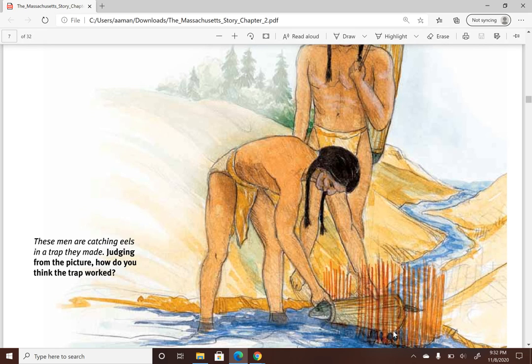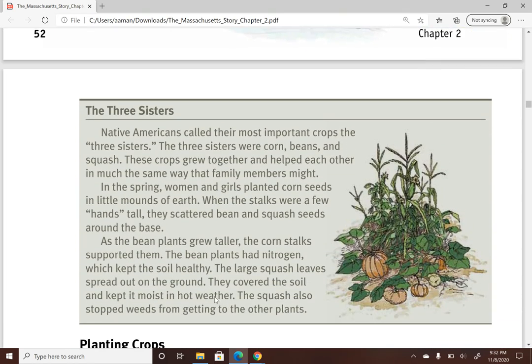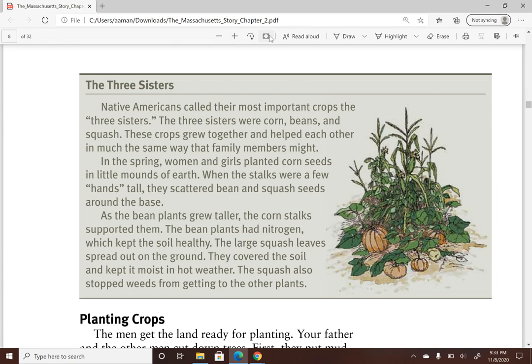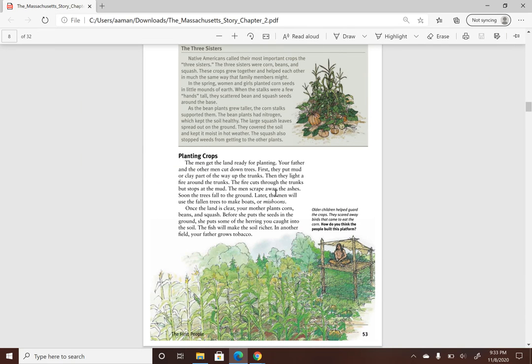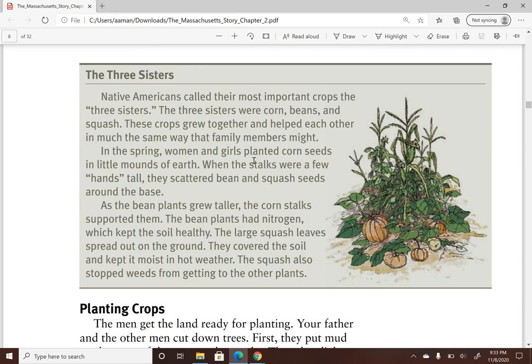You can look down here. This is where the trap is. You can see the fish, or the eel, sorry. Now, this is our page about planting crops. Take a look at this picture. Now I'm going to zoom in.